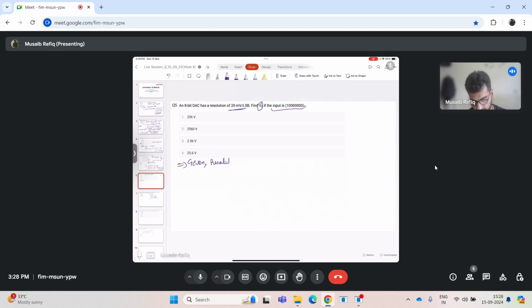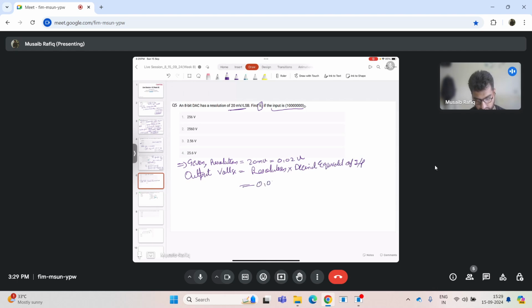resolution is equal to 20 millivolt, that is equal to 0.02 volt, and we need to find out the output voltage. So output voltage is equal to resolution times the digital decimal equivalent input.